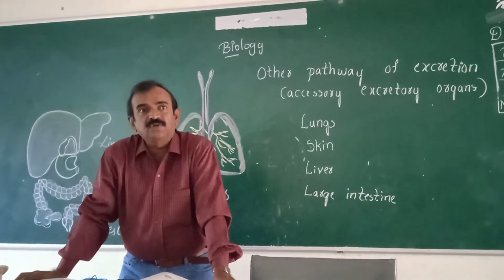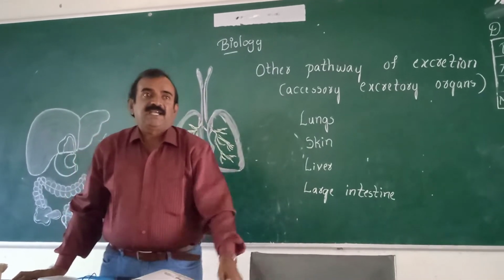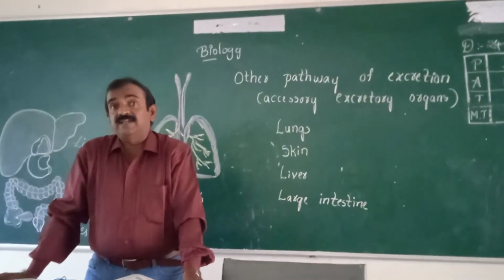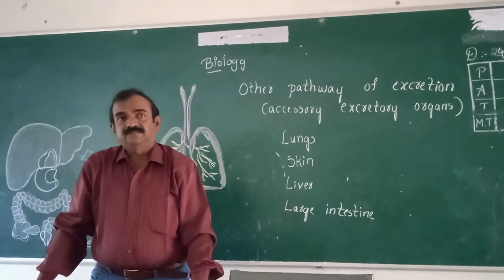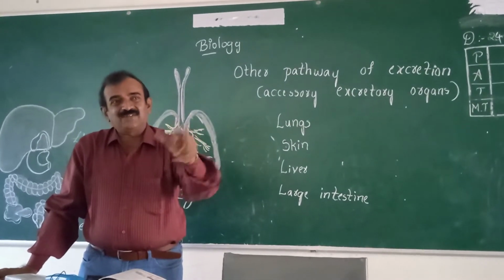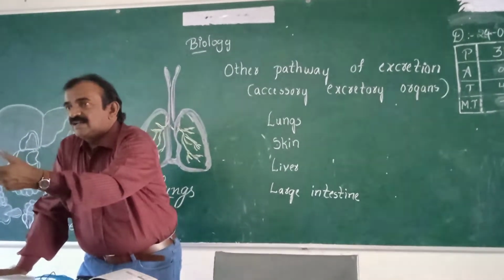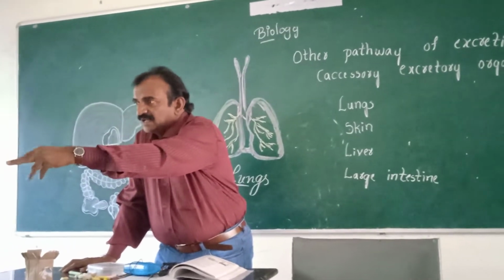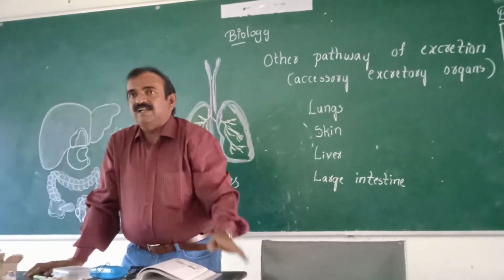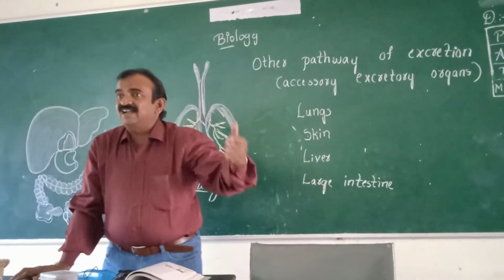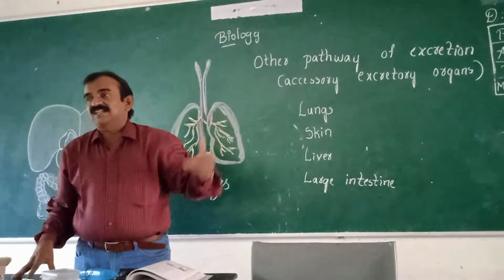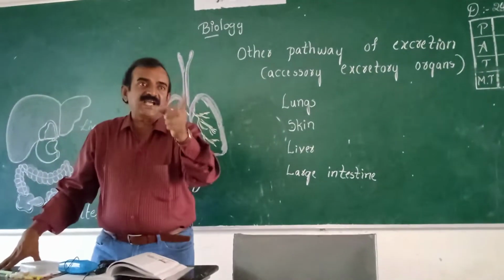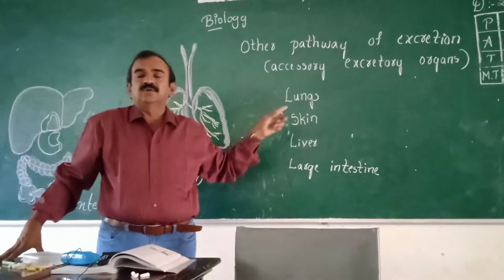So lungs are useful to remove what? Carbon dioxide and also water. In this way, lungs are also performing a dual function. Breathing, and in addition to that, they are also removing carbon dioxide and water. That is the reason they are called accessory excretory organs. They are performing breathing, and in addition they also remove carbon dioxide and water.